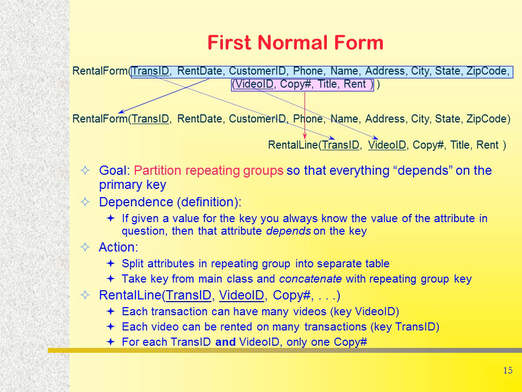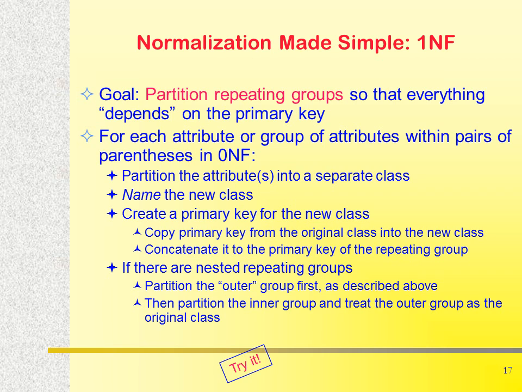Every transaction or every order can include many videos, or every person can rent many videos, and every video can be rented by only one customer. So in this case, we have a one-to-many relationship, and since we have a one-to-many relationship, we will include the primary key of the primary table in the repeating values table. And this is how it should look.